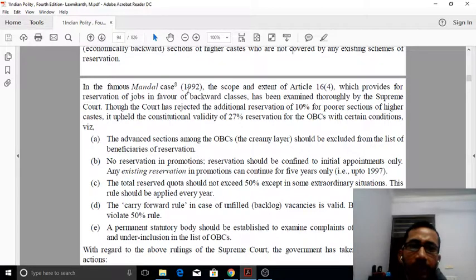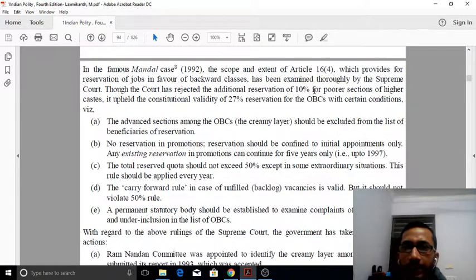In the famous Mandal case of 1992, the scope and extent of Article 16 Clause 4, which provides for reservation of jobs in favor of backward classes, has been examined thoroughly by the Supreme Court. So the court has rejected the additional reservation of 10% for this poorer section of higher classes, right? And it upheld the constitutional validity of 27% reservation for OBC with certain conditions.